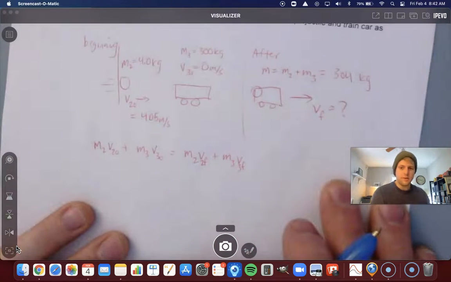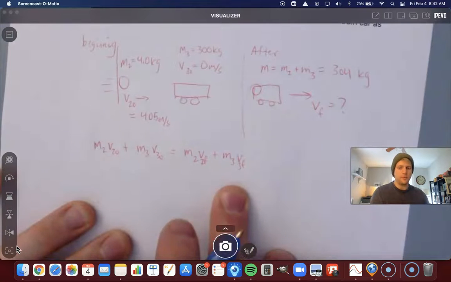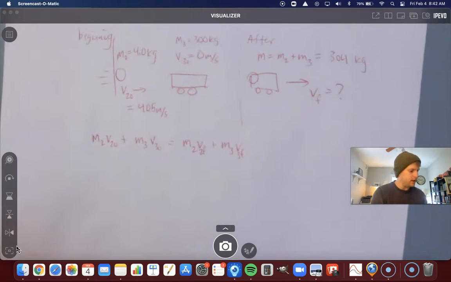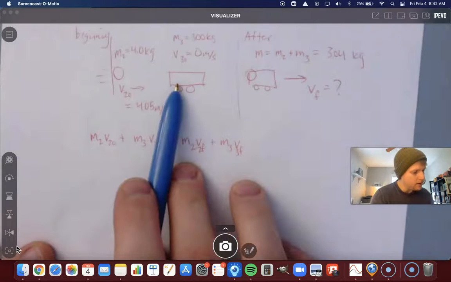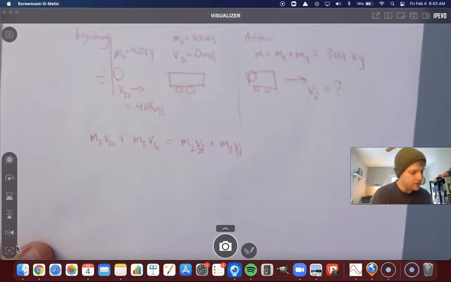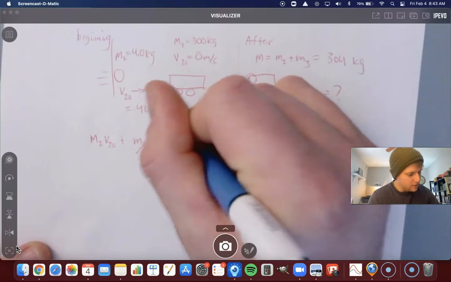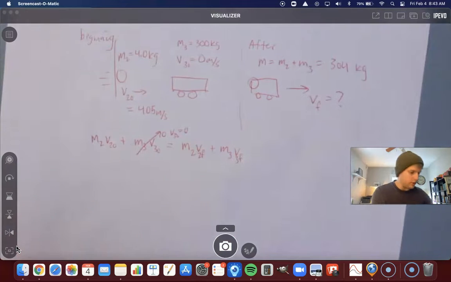So same conservation of momentum equation. We can put whatever subscript we'd like. The nice thing when we use this is we can do lots of rearranging and canceling. We're almost never going to plug in all four. Here's what I mean. The train car was sitting still at the start. So this is going to be 0. V3 naught was 0, so that whole term goes away.